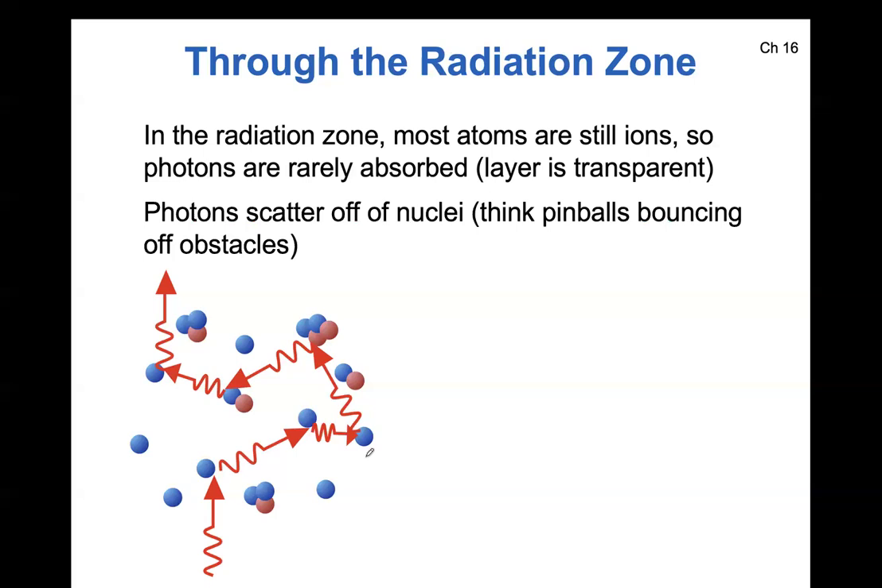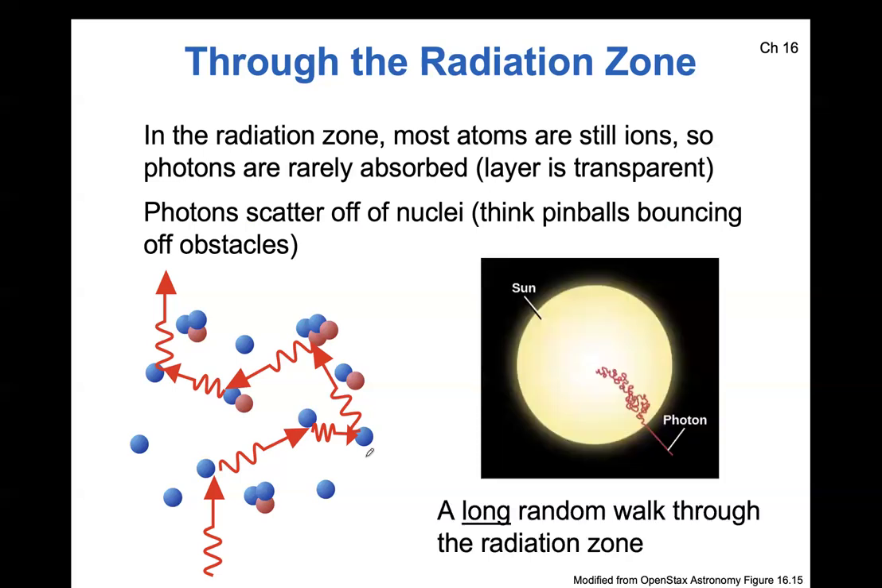So the photons scatter off of the nuclei. Think pinballs bouncing off of obstacles. And so the path is this incredibly circuitous, back and forth, random walk of a path. This is a term that gets used in statistical discussions. And it means that's why it takes so long, why it is rightfully considered a very, very slow process for the photon to actually make its way out of the sun.